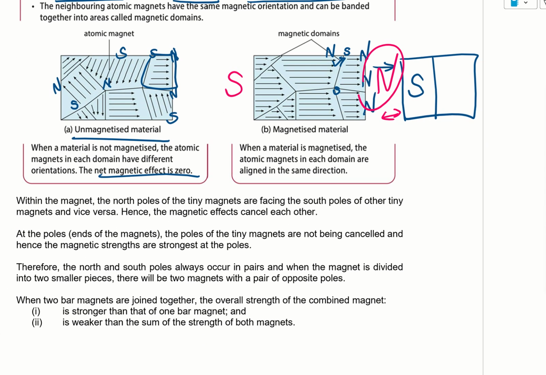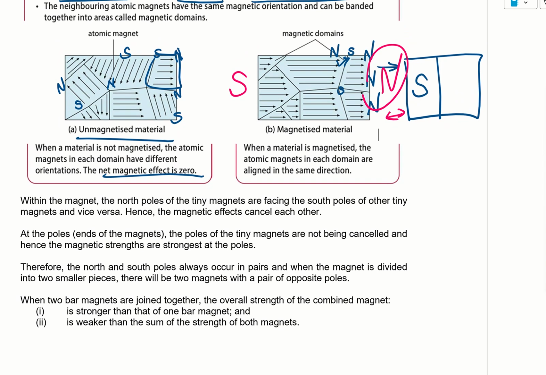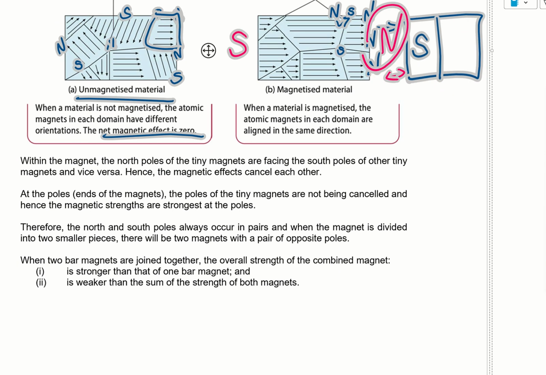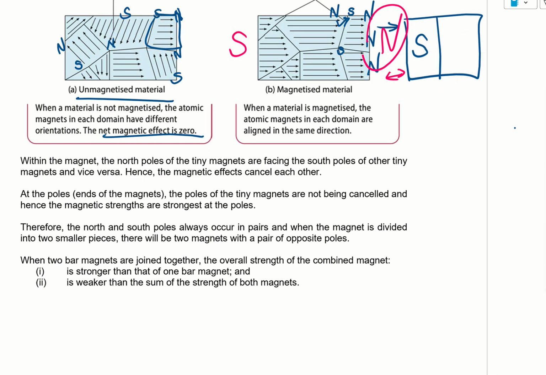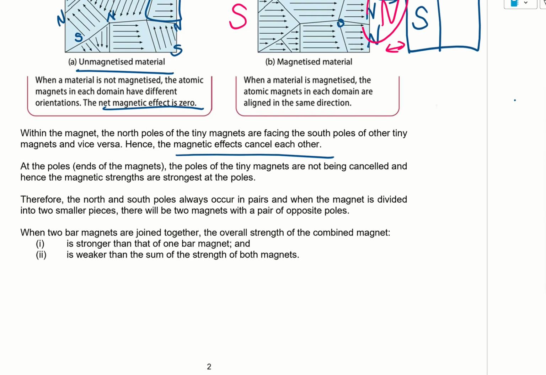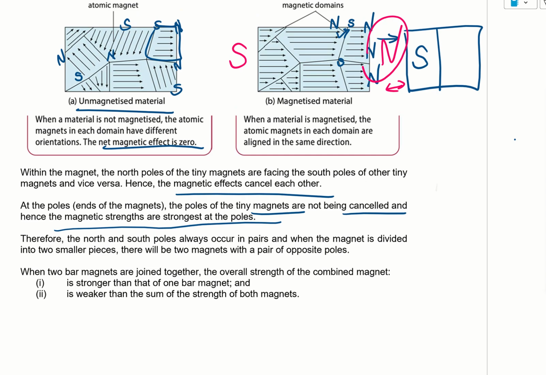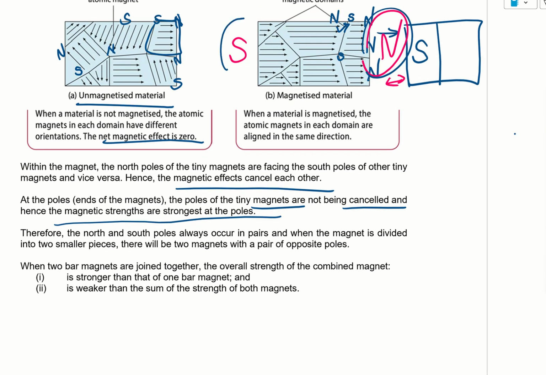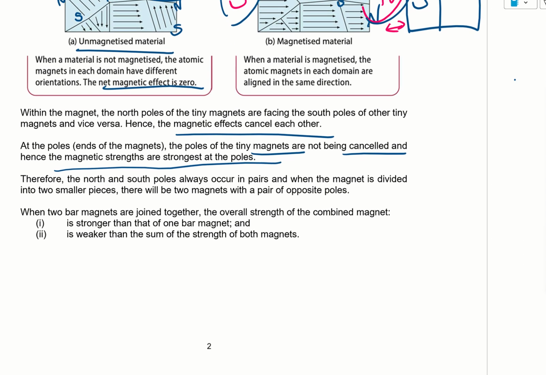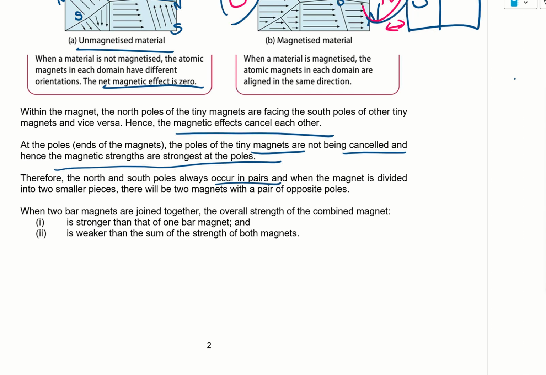Okay, so it's written here, within the magnet, north poles are facing the south pole of other tiny magnets and vice versa. Therefore, the magnetic effect cancels each other, right? But the poles of the tiny magnets are not being cancelled, and therefore the magnetic strengths are strongest at the poles here, right? The north and the south.